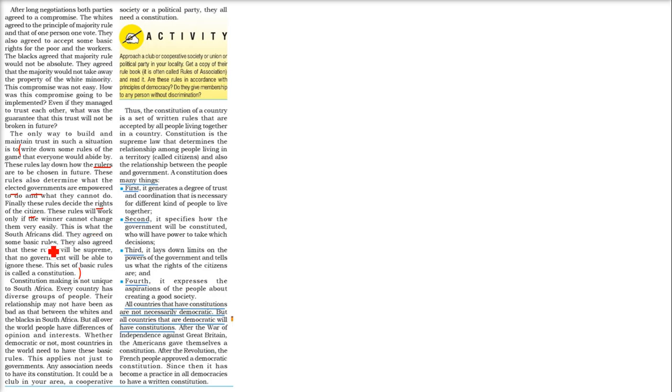So this is what South Africans did. They agreed to basic rules. They agreed that these rules will be supreme on the top, and that no government will be able to ignore these rules. And these basic rules, or you can say these sets of basic rules, are called the constitution of any country, right? And this constitution is not only for a country.